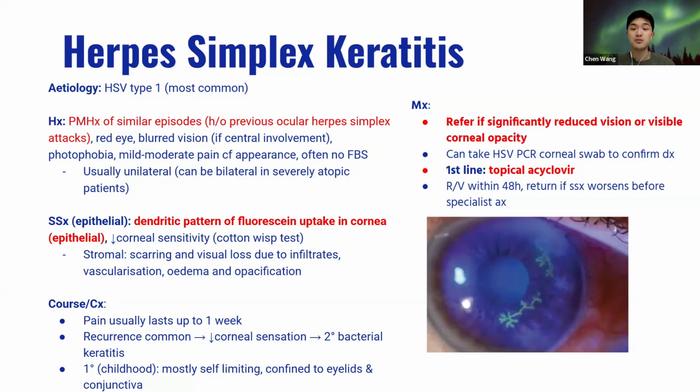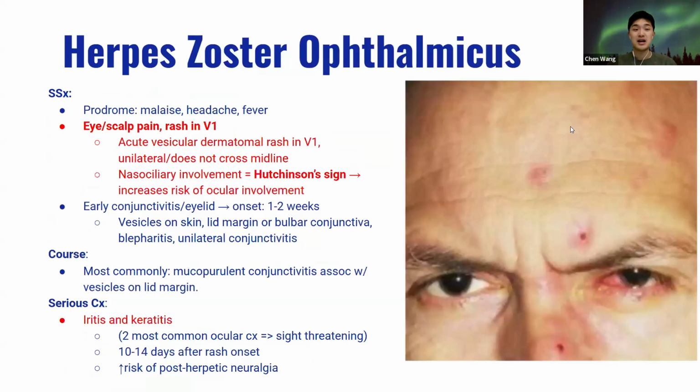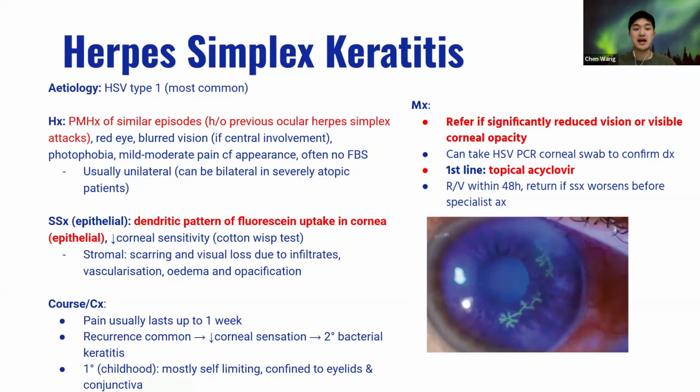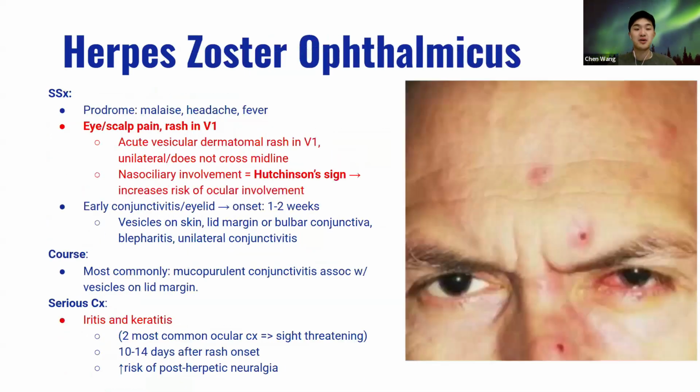If they don't get better, or if on presentation you see that their vision is quite bad, and if there's visible corneal opacity deeper in the cornea, you'll need to refer them urgently to ophthalmology. It can be a bit confusing because herpes simplex is caused by HSV, but herpes zoster ophthalmicus is caused by varicella zoster. So it can be a little bit confusing.